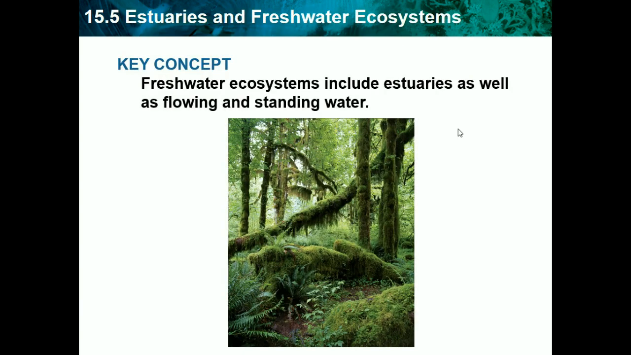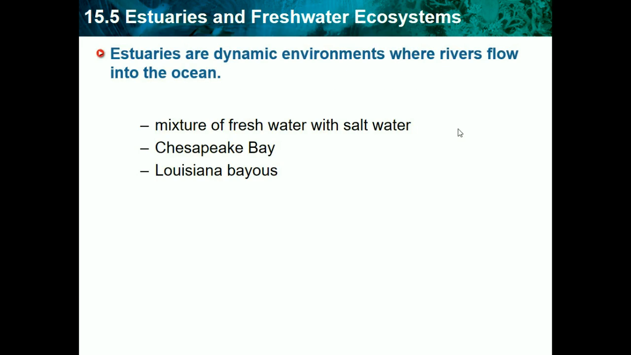So 15.5, estuaries and freshwater ecosystems. Freshwater ecosystems include estuaries as well as flowing and standing water. Estuaries are basically like pools of water. Well, no, they're not pools. They're where the rivers meet the ocean. Estuaries are dramatic environments where a river flows into the ocean, with mixtures of fresh water and salt water. Some examples are Chesapeake Bay and the Louisiana bayous.